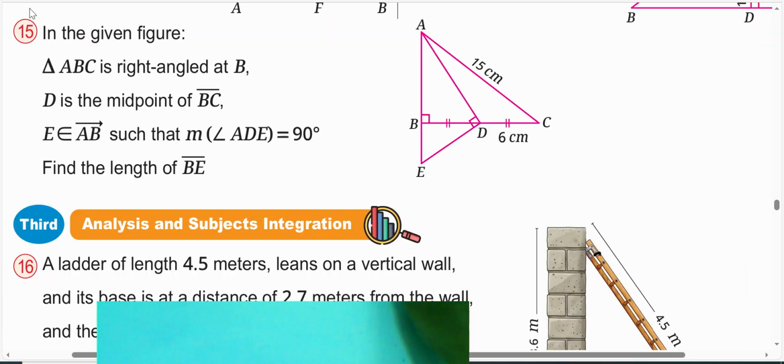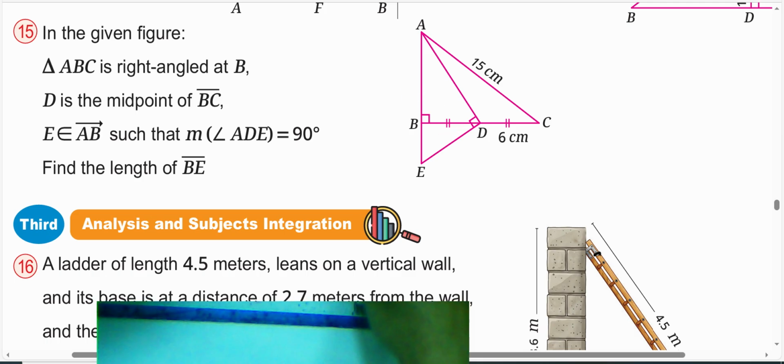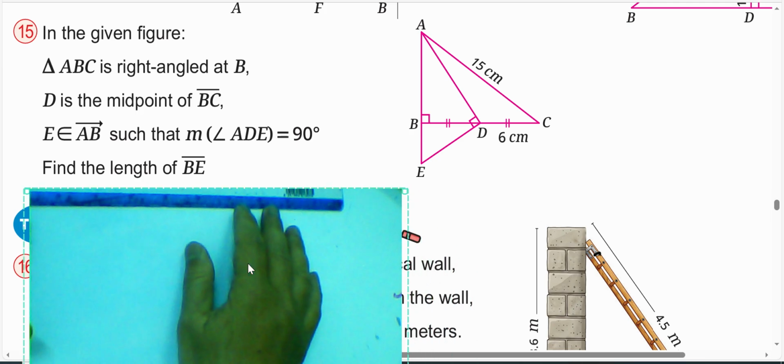Number 5, in the given figure, we have triangle ABC, right angle triangle, and you want to find the length of BE. You want to find the length here. First step, we can find the length about AB from the Pythagoras theorem about the triangle. Look at here the steps with me, okay?